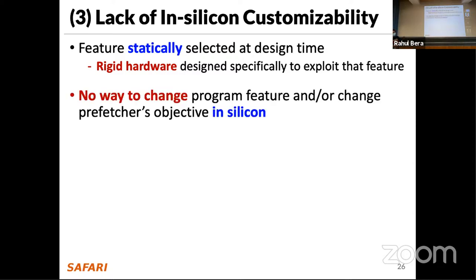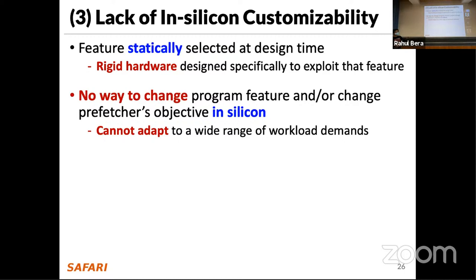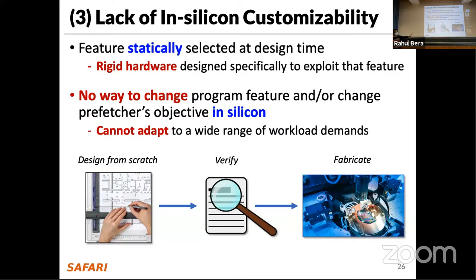So that actually creates a lot of problems because it cannot adapt to the workloads that you would actually see your processors executing, right? So if you want to change any part of that prefetcher, let's say the objective of the prefetcher, or the feature of the prefetcher, then you essentially need to design a new prefetcher from scratch. You have to verify, you have to fabricate finally. And basically this cycle just simply repeats for every new prefetcher that you design, right? So this significantly wastes human development cycles as well as so many multi-million dollars probably.